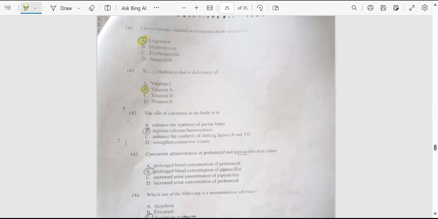What about the other vitamins? Vitamin C, scurvy. Vitamin C is scurvy, what else? Vitamin D, rickets, those bone diseases. Someone says osteoporosis. Yeah, those bone things. Vitamin K, clotting problems.